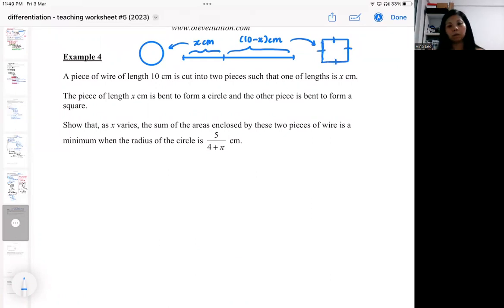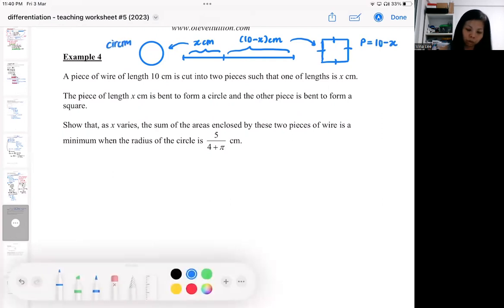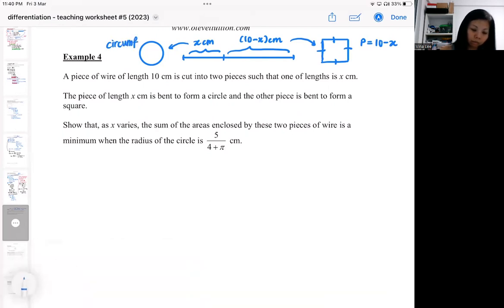So when you use a piece of wire to form the shape, apparently they are indirectly telling you the perimeter. So the perimeter of the square is 10 minus X, then the circumference is X. Okay, so the piece of wire should be related to the perimeter and the circumference. So that's the first thing that you come up with. Okay, the critical thing is to understand the question.